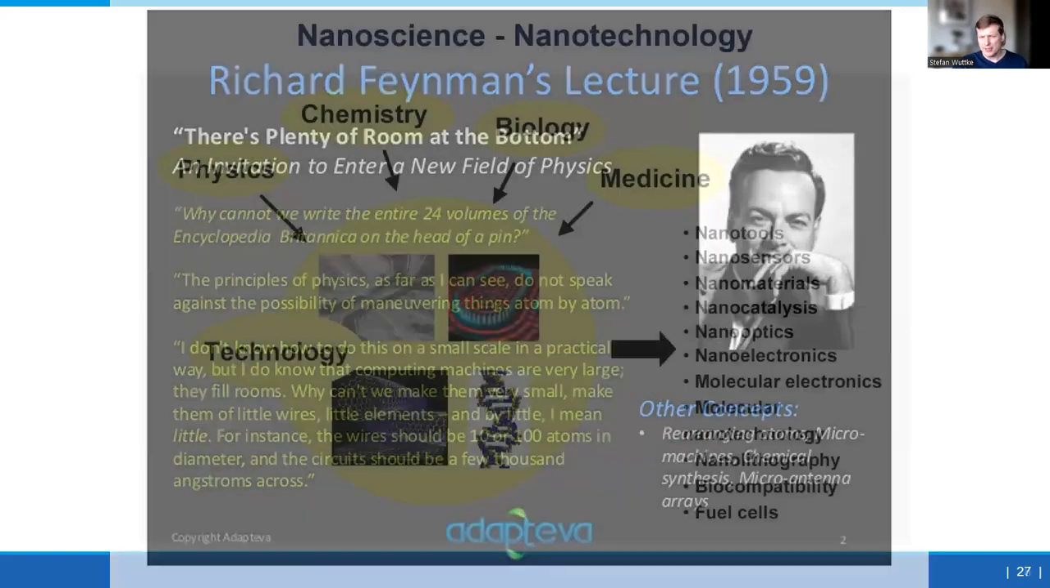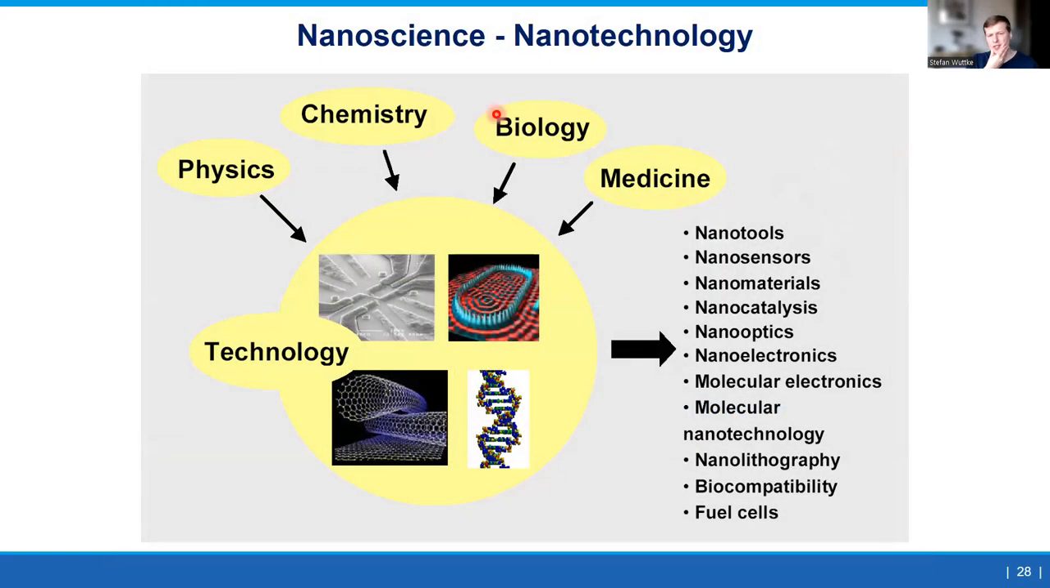And then nanoscience is very important. It's the technology, nanotechnology. It's for physics, chemistry, biology, medicine. You have nanotools, nanosensors, nanomaterials, nanocatalysis, very important, nanooptics, nanoelectronics, molecular electronics, nanolithography. We will cover certain of these things. Biocompatibility is important for everything, so nanotoxicity is a huge field.